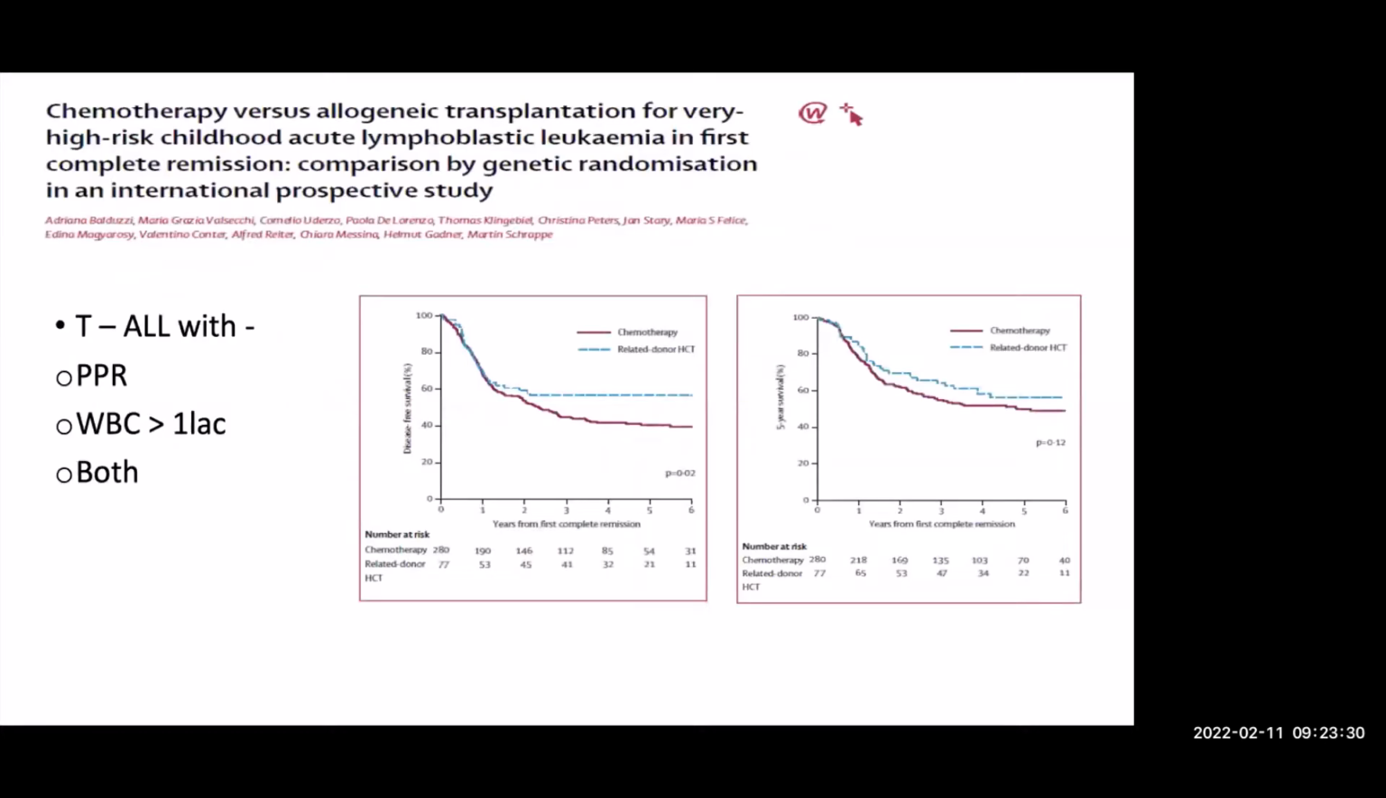And this is the other study which showed better outcomes with stem cell transplant rather than continuing with conventional chemotherapy. In these patients, the high risk features in this study include T-ALL with poor prednisolone response and T-ALL patients who had a baseline white cell count of more than 1 lakh, or either of the high risk features or both of the high risk features.